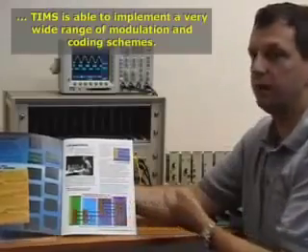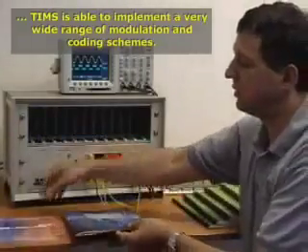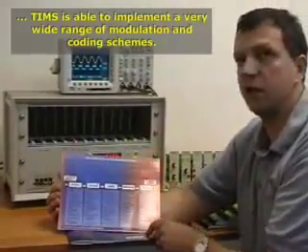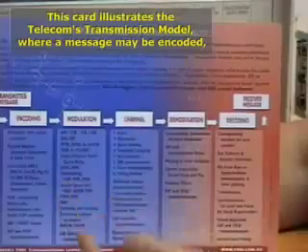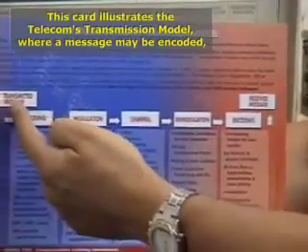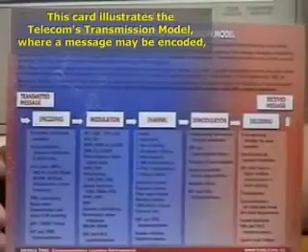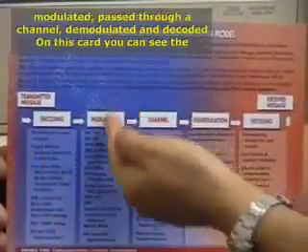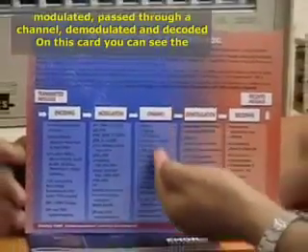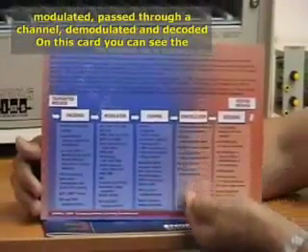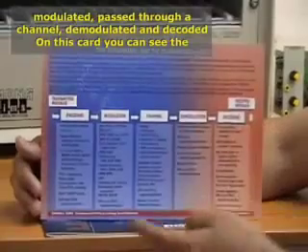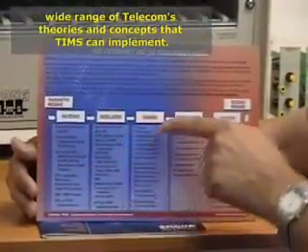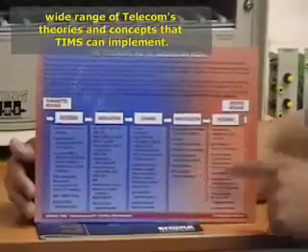Within these TIMS labs, TIMS is able to implement a very wide range of modulation and coding schemes. This card illustrates the telecommunications transmission model, where a message may be encoded, modulated, passed through a channel, demodulated and decoded. On this card you can see the wide range of telecommunications theories and concepts that TIMS can implement.